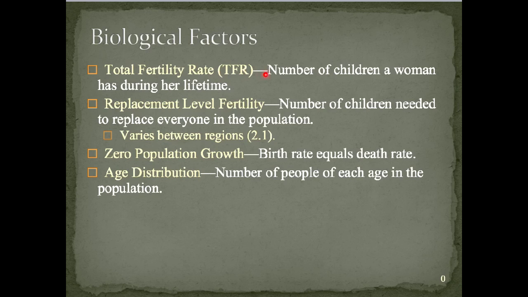Other biological factors are the TFR, total fertility rate, which is a term that you'll be seeing quite often. And this is the number of children a woman has during her lifetime. Replacement level fertility, the number of children needed to replace everyone in the population. Varies between regions, but on average it is about a 2.1. And then zero population growth, which is when the birth rates equal the death rates. And then age distribution, which we'll see here in a second, the number of people at each age in a population. And there are some great videos in the additional videos explaining each of these in more detail.